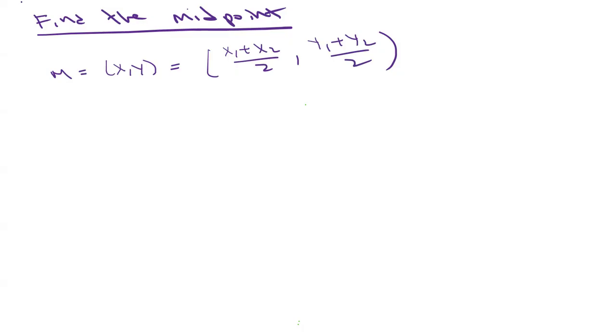All you're doing is you're taking the first x numbers, dividing it by 2, and you're taking the y numbers and dividing it by 2. And that's it. It's like the average of the x's and the average of the y's. All right, and then that will be your midpoint formula. I'm sorry, that will be your midpoint.